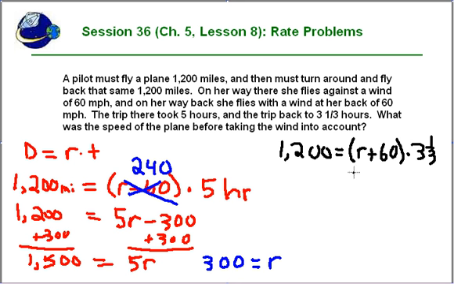Her net speed then on the way back is how much? Well, r is 300, so her net speed on the way back would have been r plus 60. 300 plus 60 would then be 360 miles an hour. So the reason it's so much quicker on the way back is she's going 120 miles an hour more than what she's going on the way there, due to the fact that the wind is blowing with her at 60 instead of blowing against her at 60.